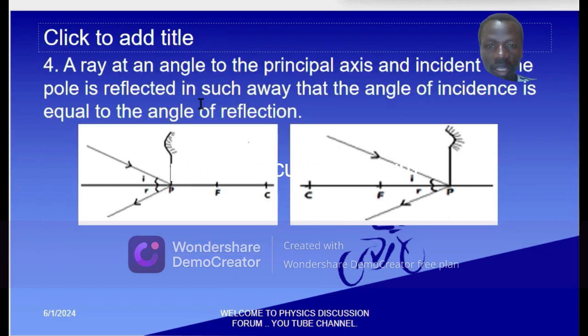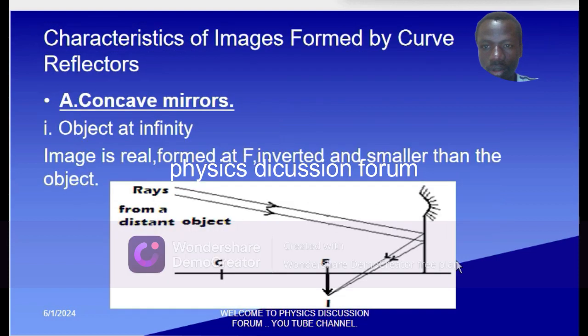The fourth one, we have a ray at an angle. A ray at an angle obeys the laws of reflection, and on Earth we only have two. So the angle of incidence equals the angle of reflection. Yes, the incident ray, the normal, and the reflected ray all lie on the same plane at the point of incidence, as shown for both concave and convex.